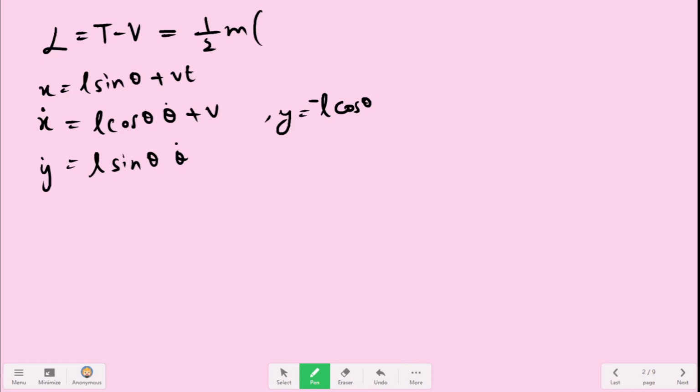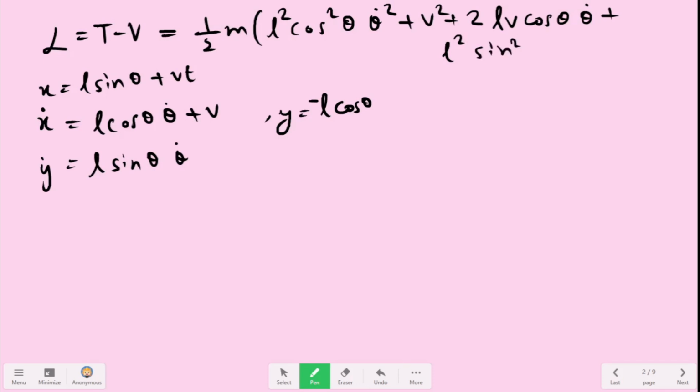Therefore the kinetic energy, half m, x dot square is L square cos square theta theta dot square plus V square plus 2LV cos theta theta dot. And y dot square is L square sin square theta theta dot square. This is the kinetic energy minus V. V is minus mgL cos theta, therefore this will become plus mgL cos theta.